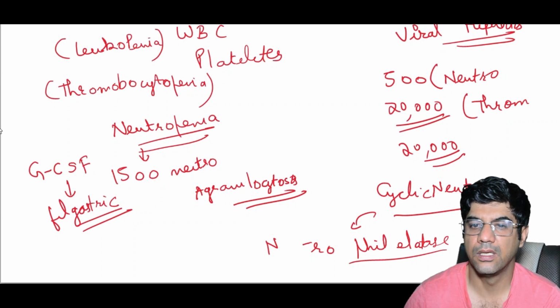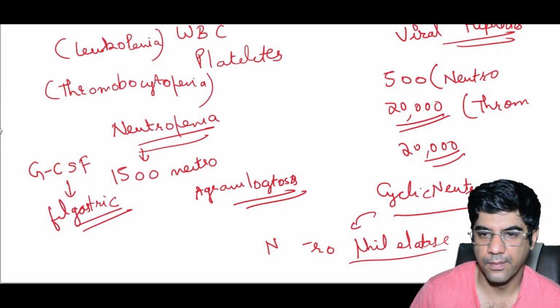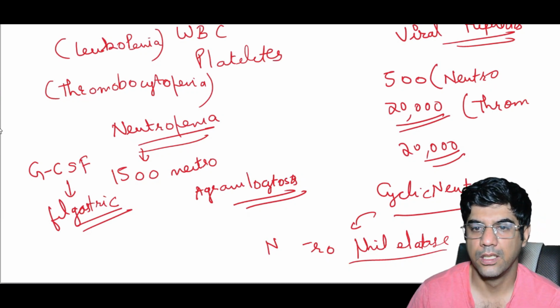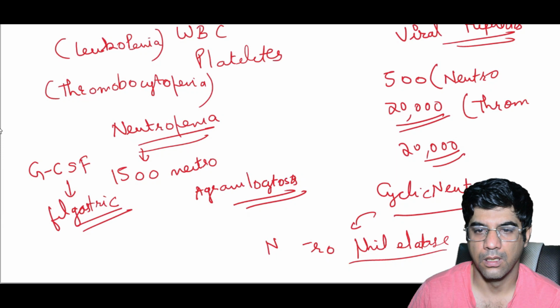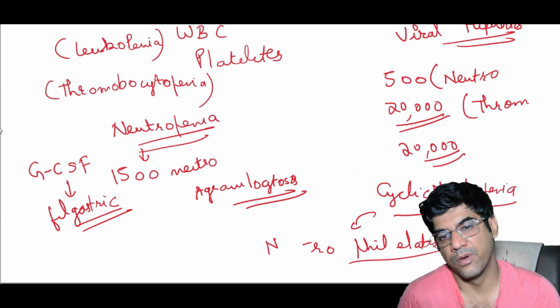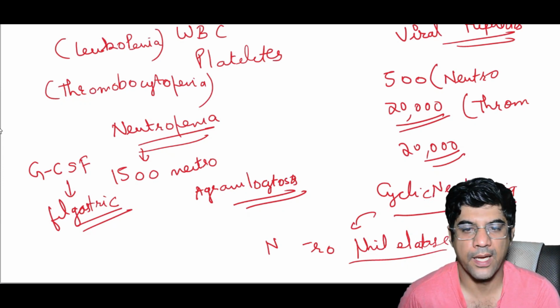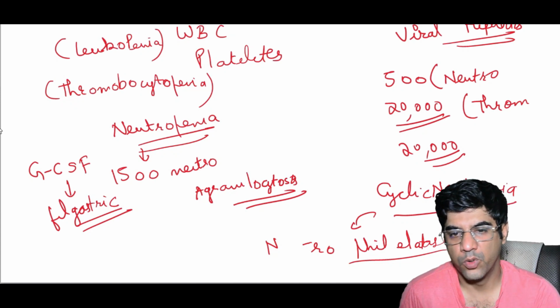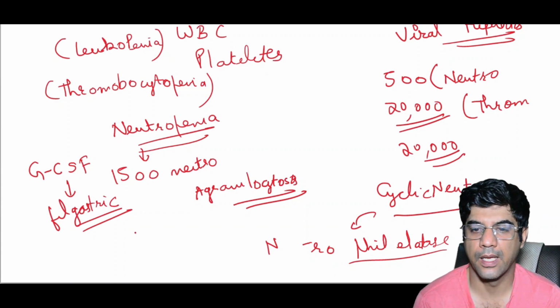The other condition is thrombocytopenia, which is characterized by a decrease in blood platelets. We know platelets are essential for hemostasis as well as clot formation. The normal platelet count ranges from 2 lakh to 4 lakh per cubic mm, but in thrombocytopenia the platelet count drops below 1 lakh per cubic mm.